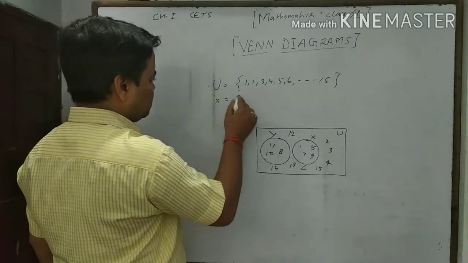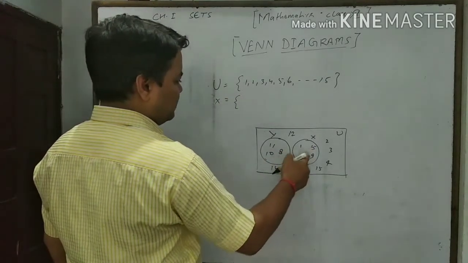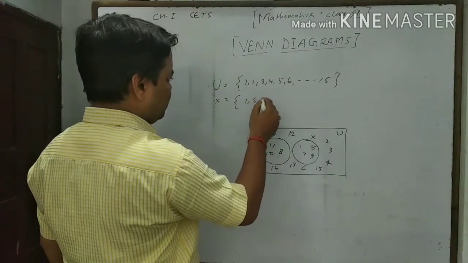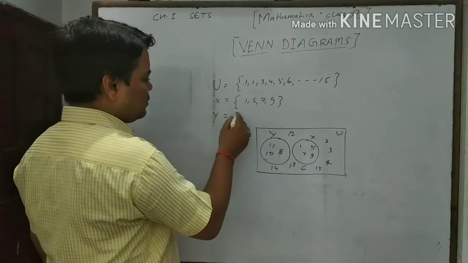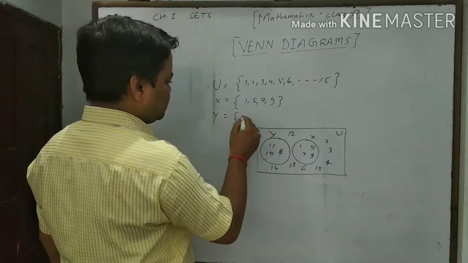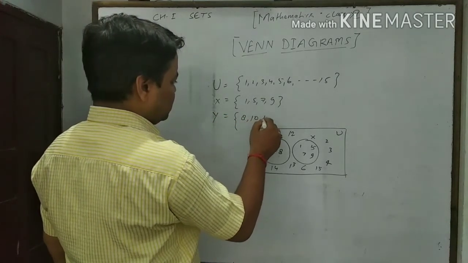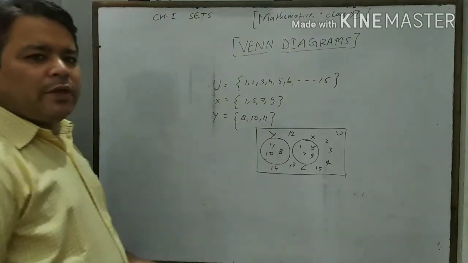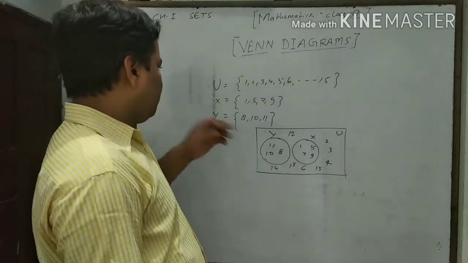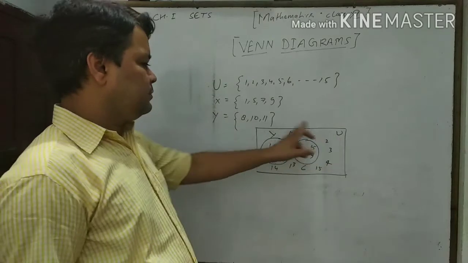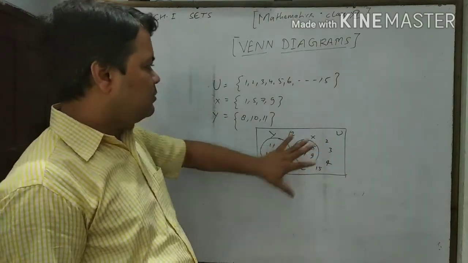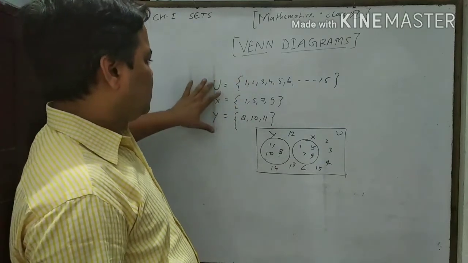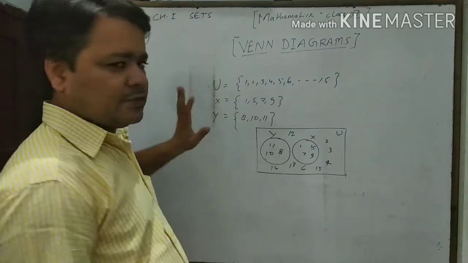Here X is 1, 5, 7, 9. And Y is 8, 10, and 11. It means that with the help of sets we can make a Venn diagram, and with the help of a Venn diagram, we can find the respective sets.